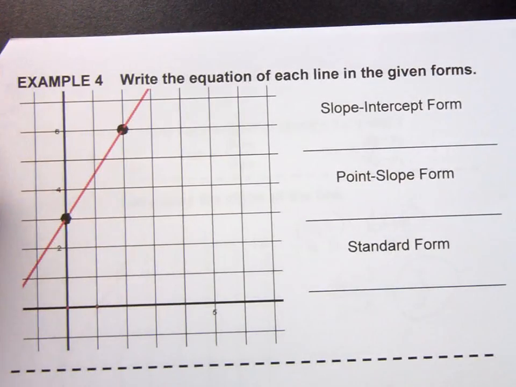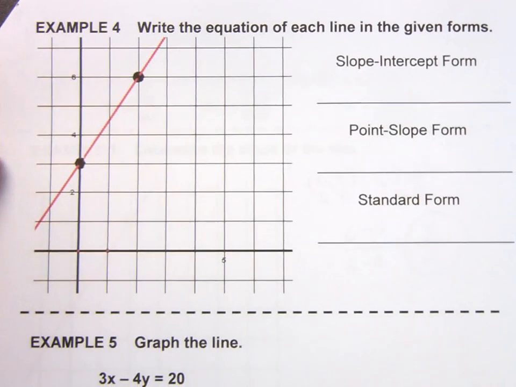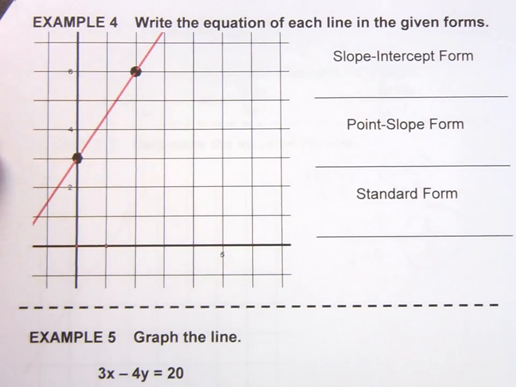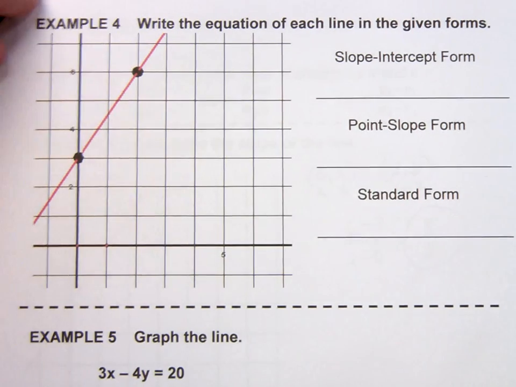All right, same basic thing here. Again, we want to write the equation of the line in the given forms. So we're going to try to write the same equation in slope-intercept form, point-slope form, and standard form. But the information we're given is a little different. This time we're given a graph.